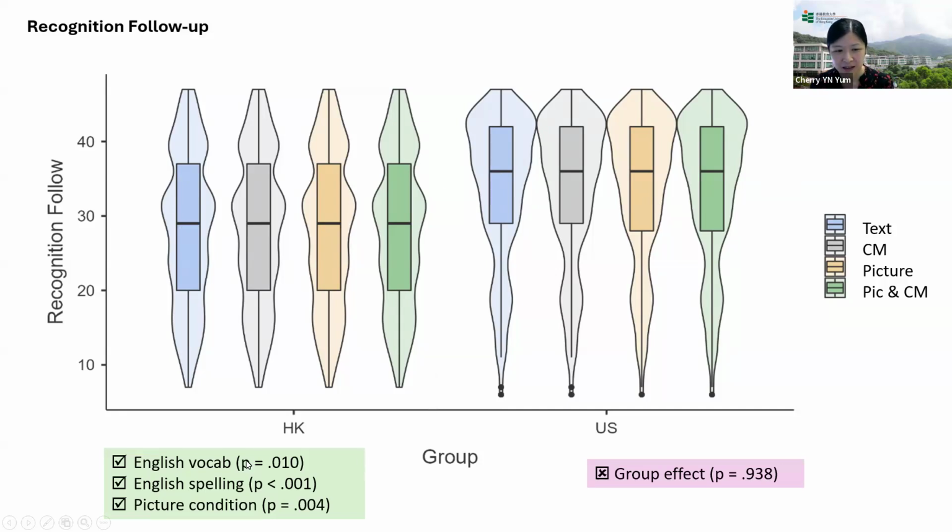And again, we see that the English skills, vocab and spelling are significant predictors. And somewhat surprisingly, picture condition was also a significant predictor of learning success. However, once the covariates are considered, the group effect again is not significant.